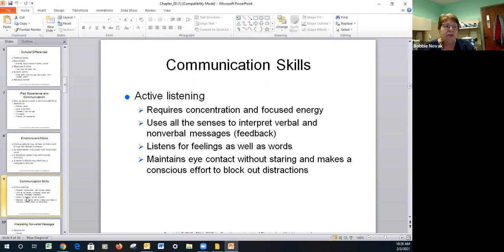All right, you want to use all your senses to interpret the verbal and nonverbal messages. You're getting feedback. You're giving feedback. Okay, remember it's a loop. Listen for feelings as well as words. They may tell you they're fine, but they're crying.